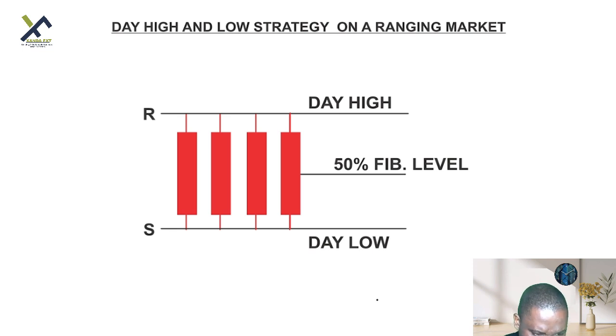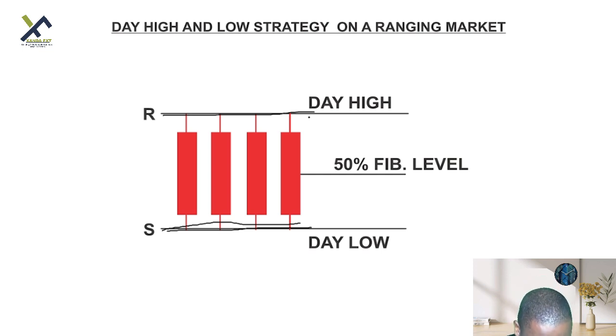Now, this is a typical example of a ranging market. A ranging market occurs when the market is respecting a particular resistance level and a particular support level. If you look at this chart, you will notice that the market is respecting this support line and this resistance line. Once this occurs, you can say that the market is ranging. So how do I enter my trade? Using the previous day high and low strategy.